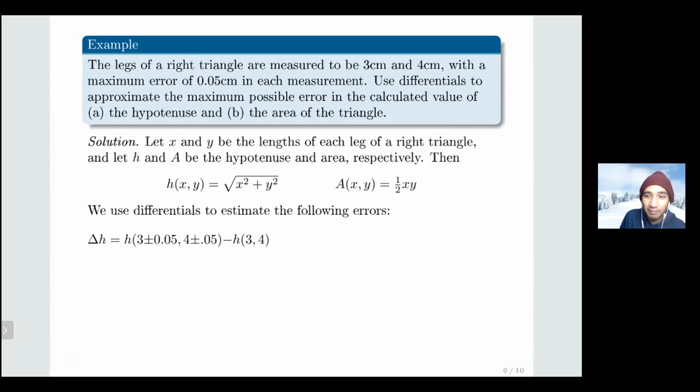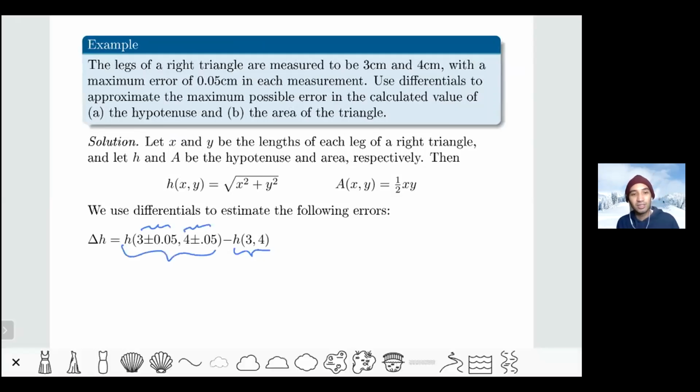Yung worst case na mangyayari, halimbawa, yung worst case ay 3.05 or 2.95 pala talaga isang leg, saka 4.05 and 3.95 yung kabilang leg. Yung worst possible case, sobrang layo nung nakuha natin. Hindi naman sobrang layo. We got 3 pero ito tong value niya pala ay 3.05 halimbawa. So, ito yung makakalculate nating hypotenuse, pero ito yung totoong hypotenuse.